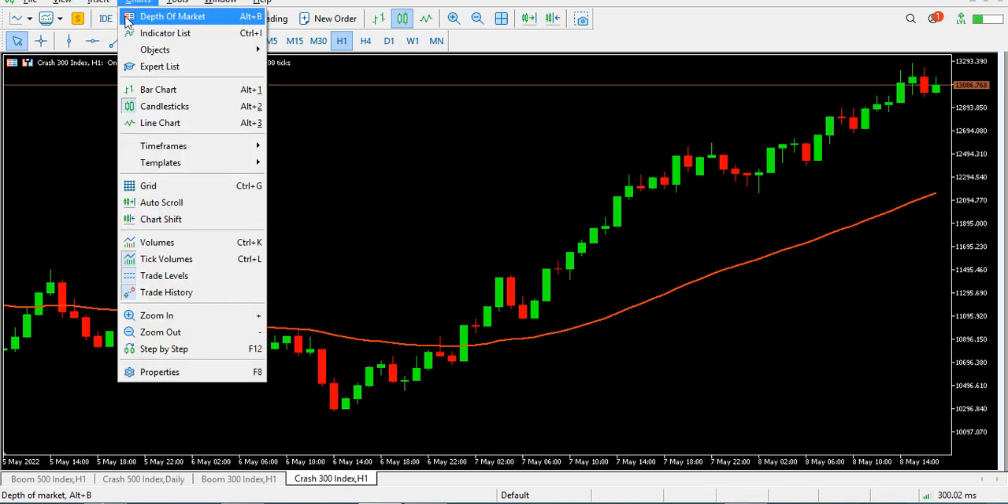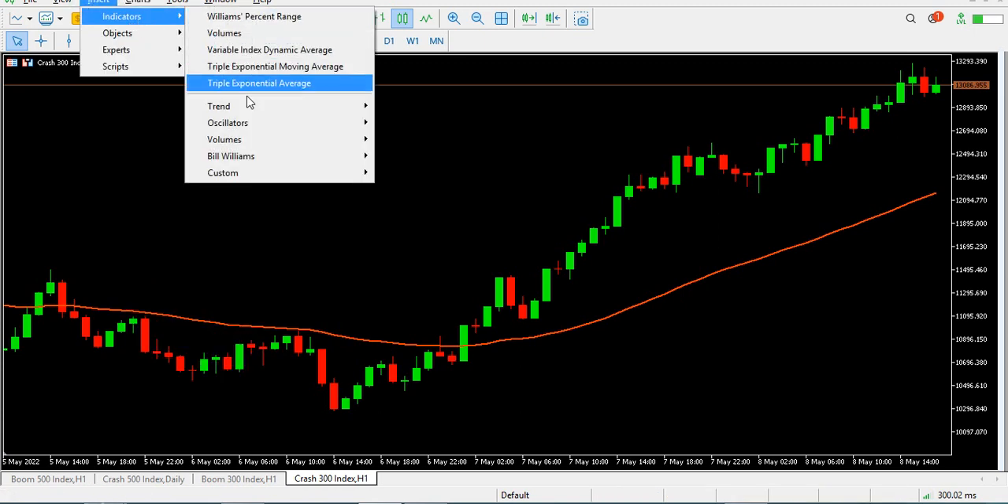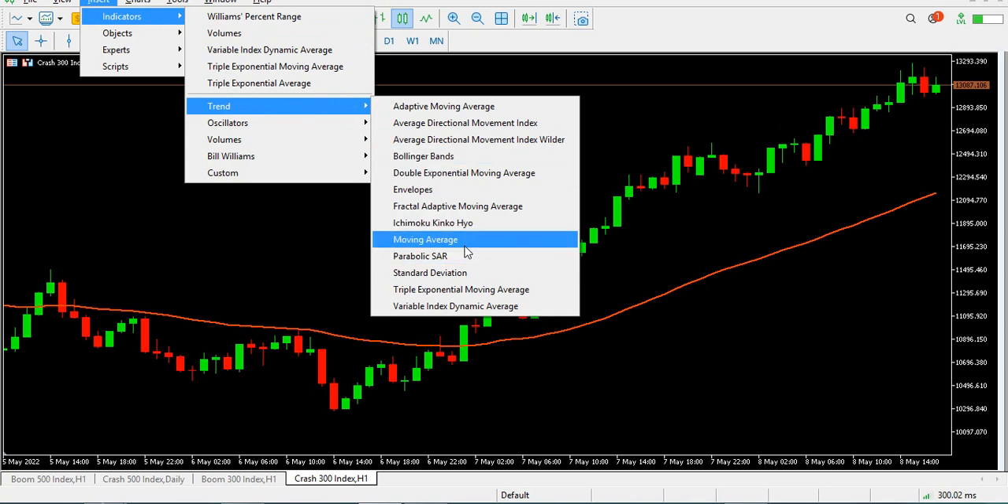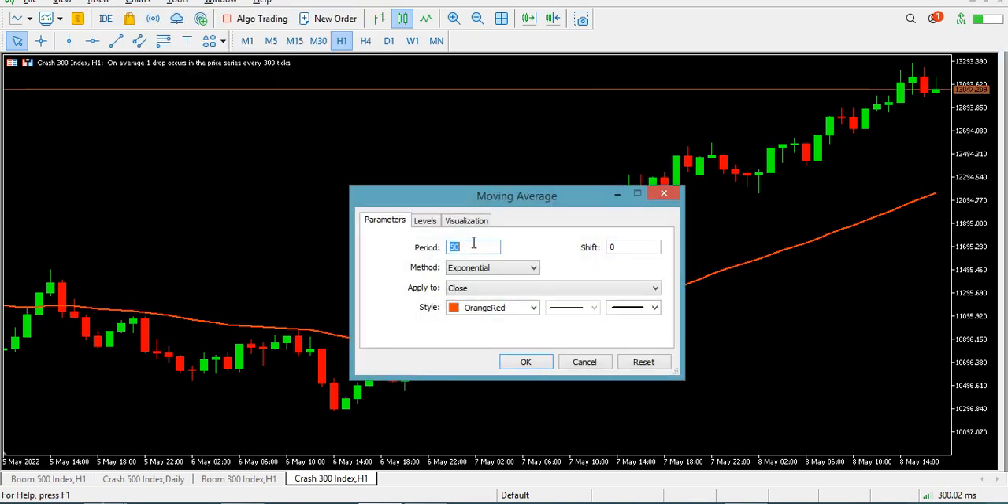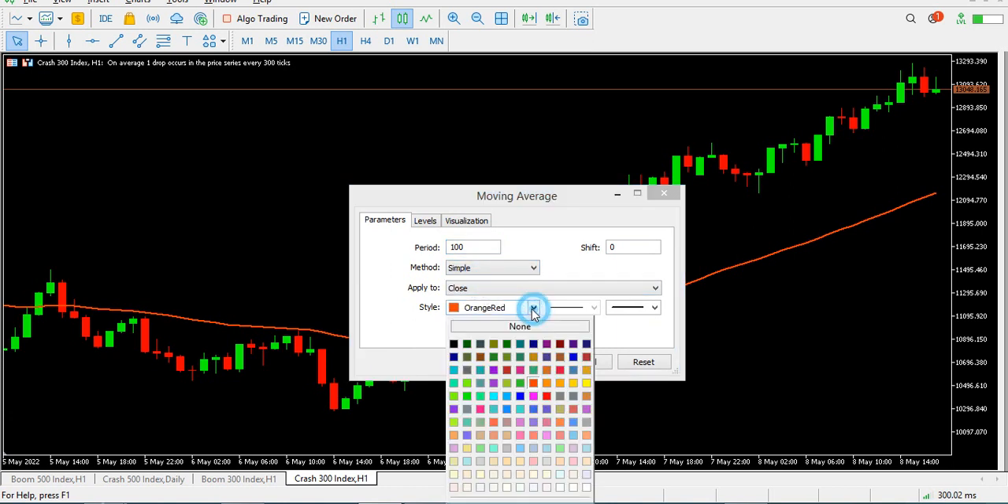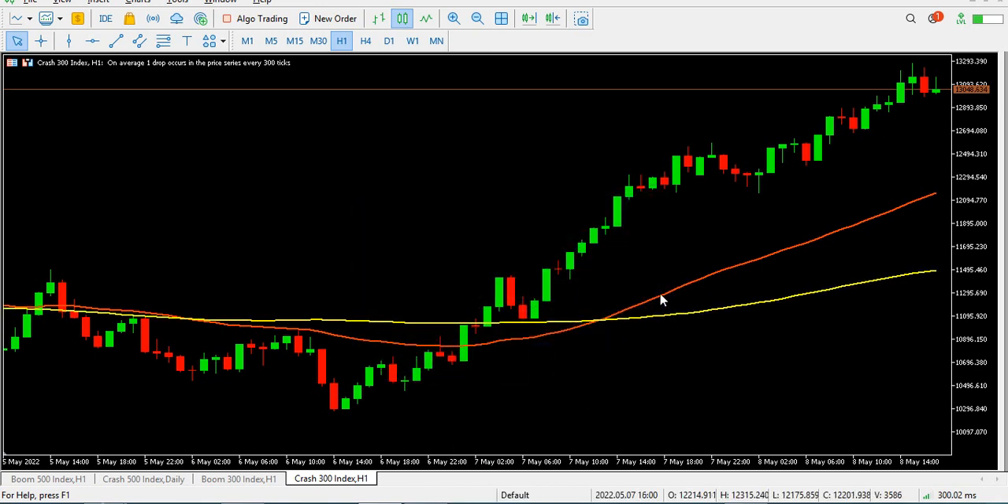So I'll go to insert again, to indicators. I'll come to trend, and I'll go to moving average. This time around the period is 100. The method is simple. Then for this color, I'm going to apply yellow. Let's click on it.